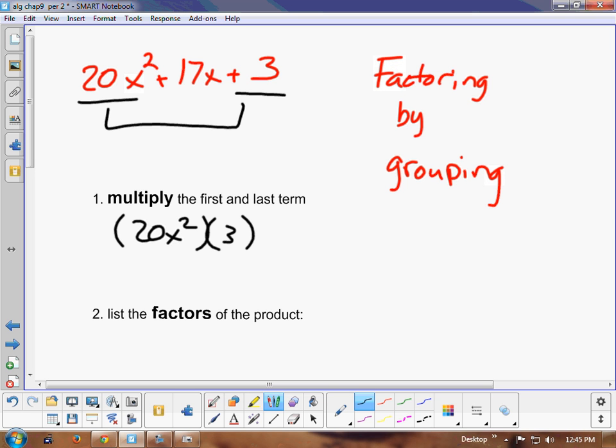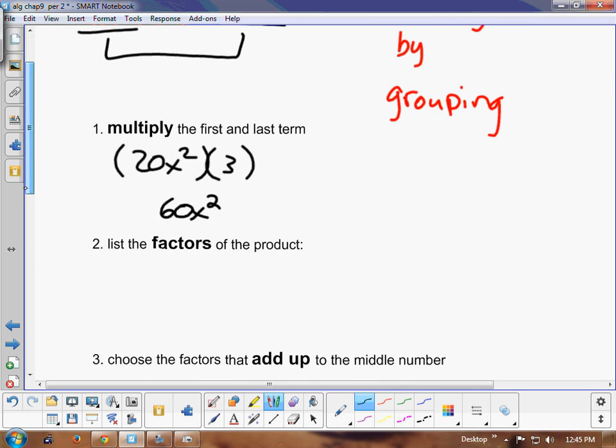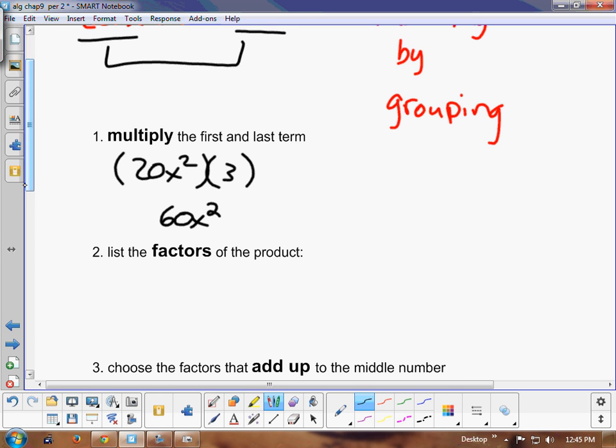20x squared times 3. Okay, and that equals what? 60x squared. Good. Okay, the next thing we're going to do is put it into a chart. Okay, so we're going to draw the chart.